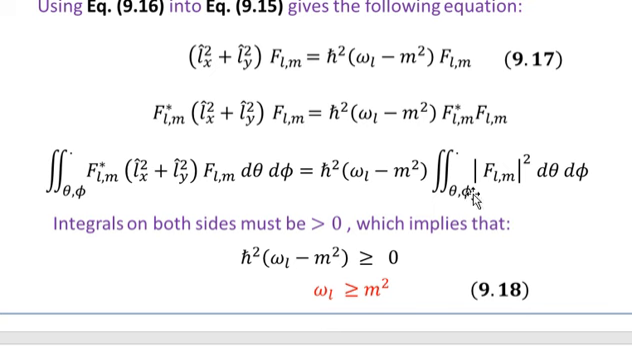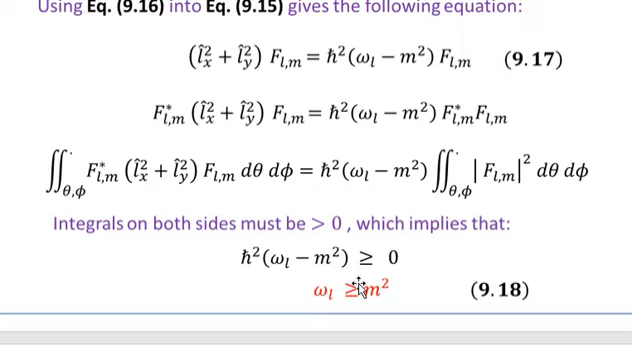Now it is obvious that since I have the double integral over the variables theta and phi over the full space on both sides, these two integrals will give you a value which is always positive. This implies that the quantity h bar square times the parenthesis containing omega L minus m square should also be greater than or equal to 0. So you see that from this analysis, both integrals will be greater than 0.